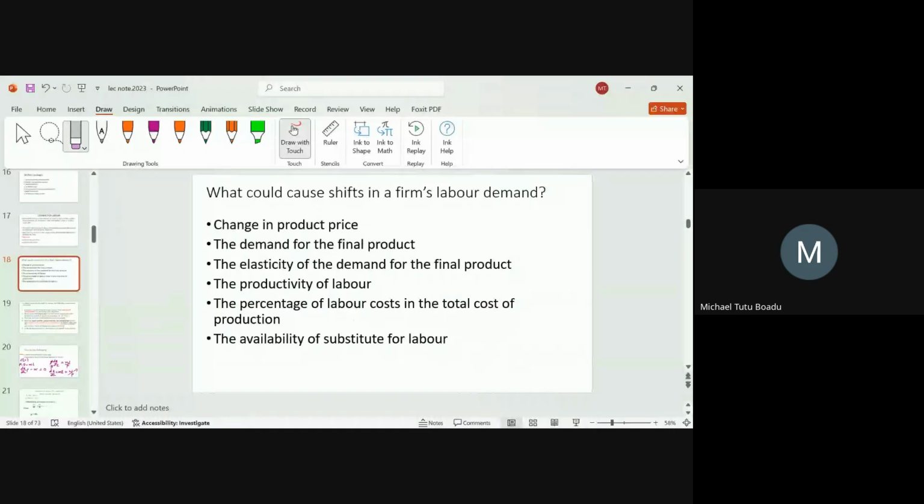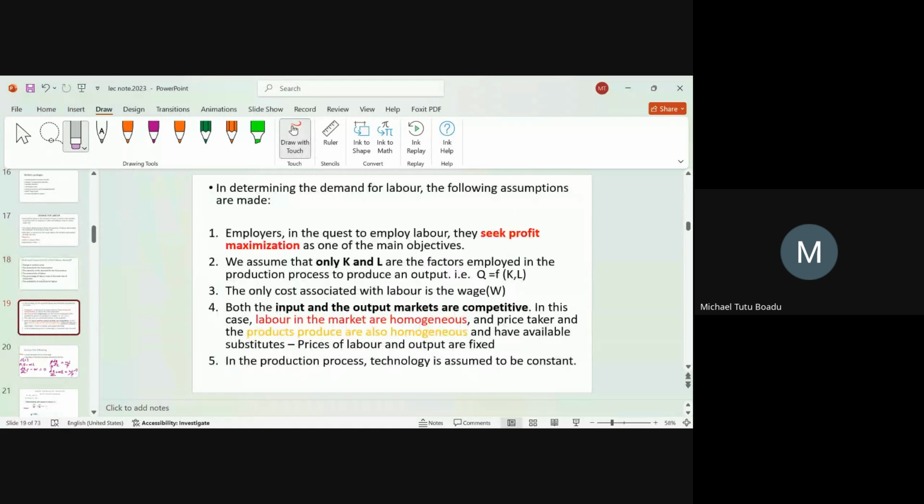If I have to hire somebody to be spraying my farms for me, okay, to use agrochemicals to spray or to plant maize for me, but now there's a machine that can do the same, it means that the machine will lay off labor. So labor demand will fall if there's a substitute for labor.